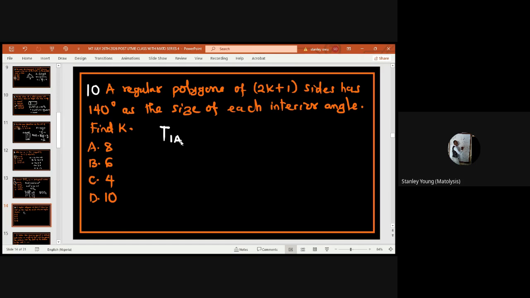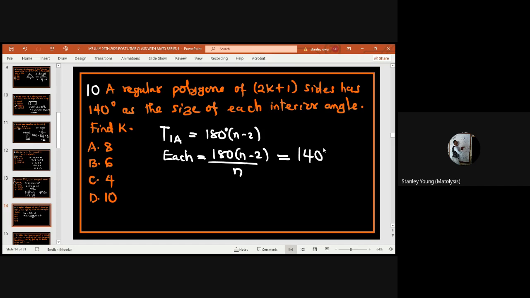The total interior angle of a polygon is simply equal to 180 degrees times n minus 2. Each interior angle of a polygon is going to be the total divided by the number of sides of the regular polygon. So in this case, the question is telling you that this is equal to 140 degrees. We are looking for k. The question wants to find k. Let's get n from here.